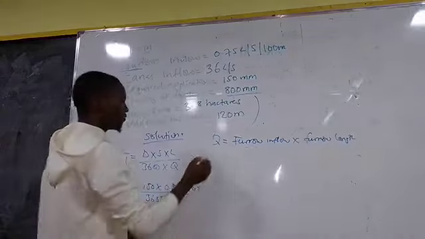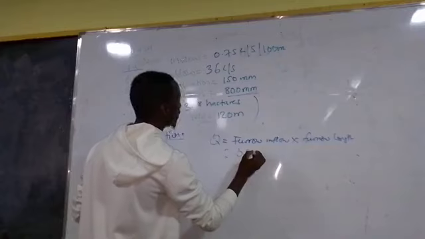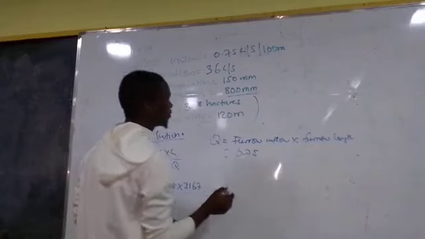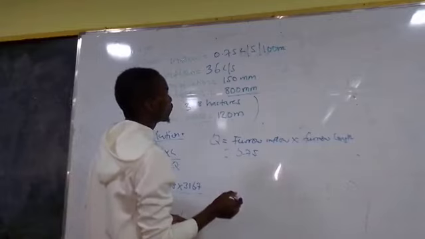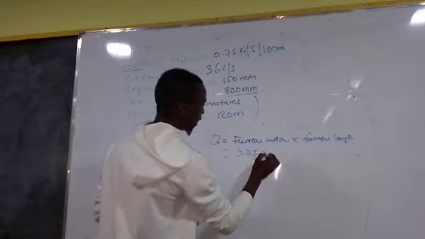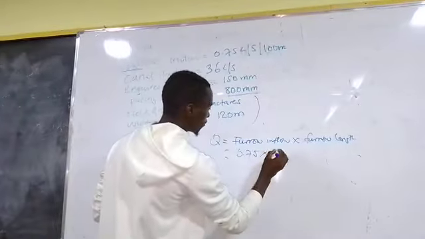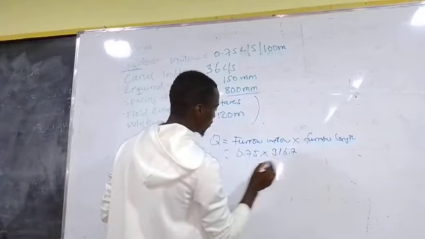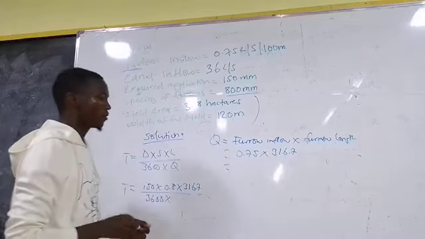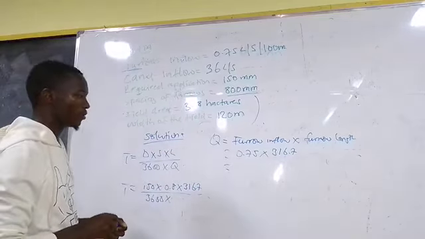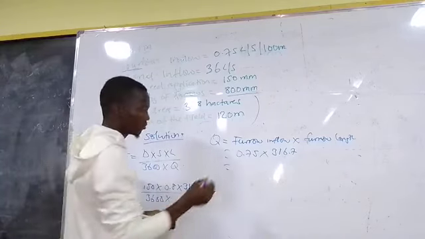Our furrow inflow is how much? 0.75, like that. Times our length, which is how much? 316.7, right? Let's find our Q. What is this times this?